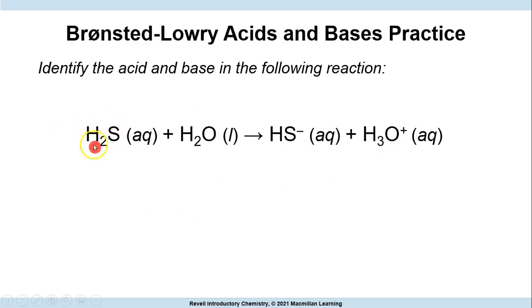Here we have hydrosulfuric acid, and if we look to the right, we have the bisulfite. So the bisulfite here, we can see that the hydrosulfuric acid has lost a proton, so it has donated a proton to become hydrogen sulfide or the bisulfite. So this is the acid.